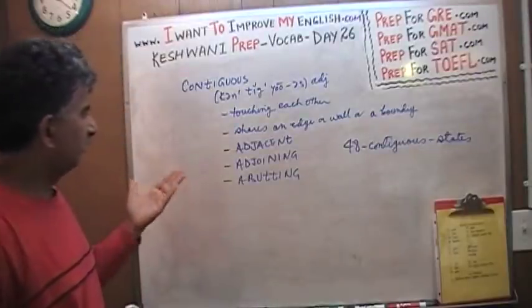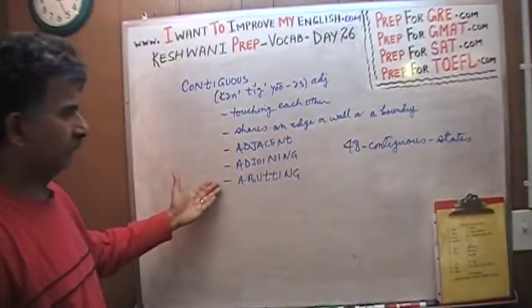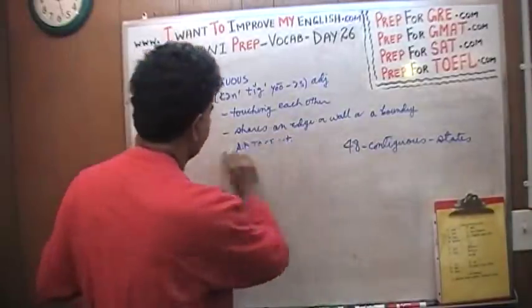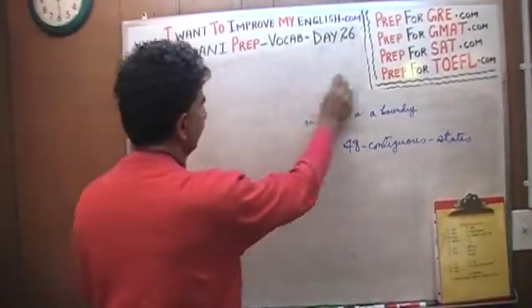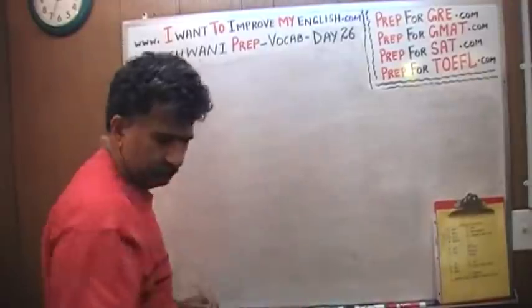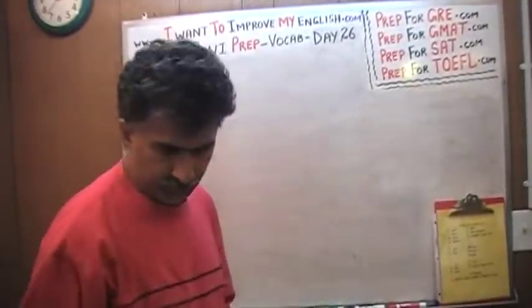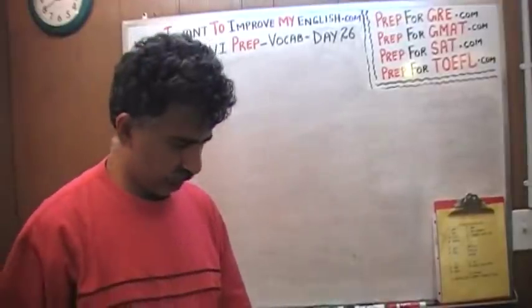Again, one more time, very quickly. The synonyms for contiguous would be adjacent, adjoining, or abutting. It's a good word to know, as I said already. But then again, you can't go by what I have to say, because to me, almost all words are good words to know.